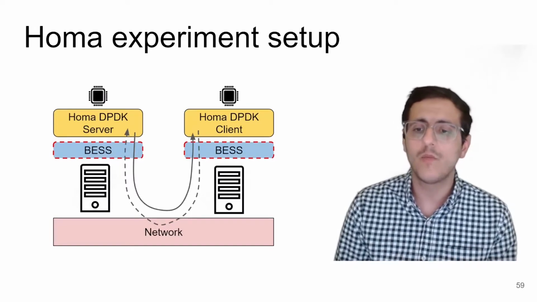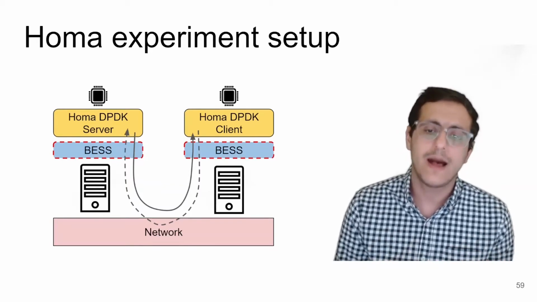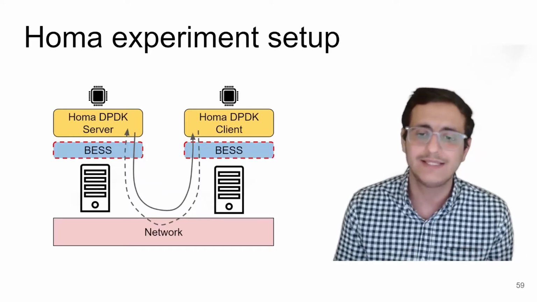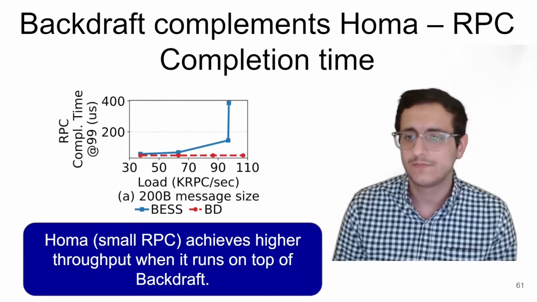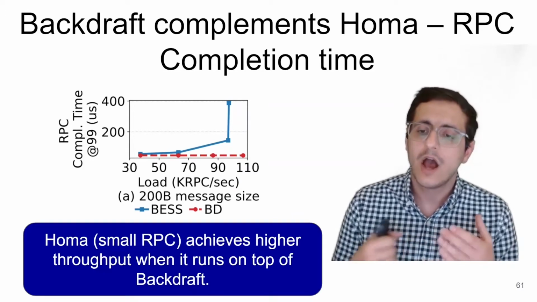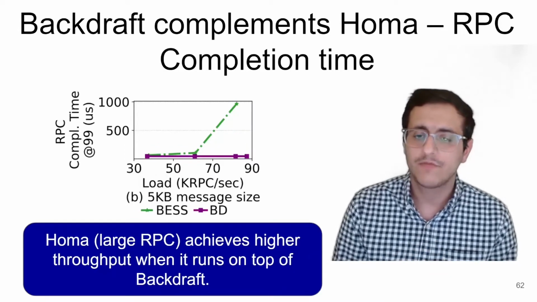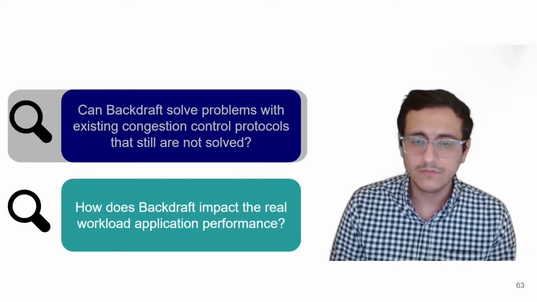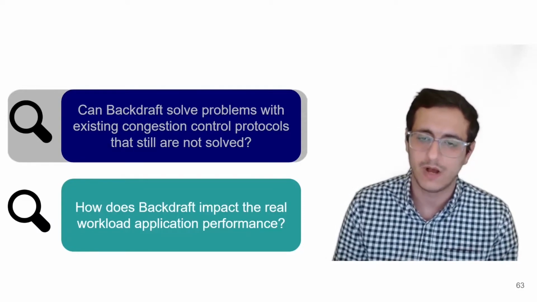We experimented with a Homa DPDK-based implementation, and we want to know how this application would perform with and without Backdraft. First, we run it with BESS, an existing approach, and then we run it with Backdraft. Here are the results. For RPC completion time, we can see Homa sustain higher throughput with lower latency with the small messages. If you look at the large messages, we can also see a similar result. So Backdraft can improve the performance of existing congestion protocols as well.